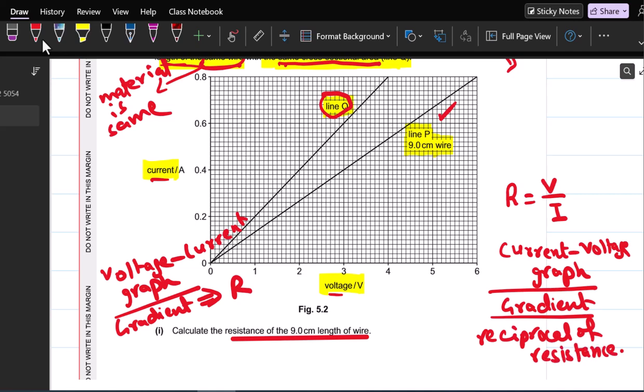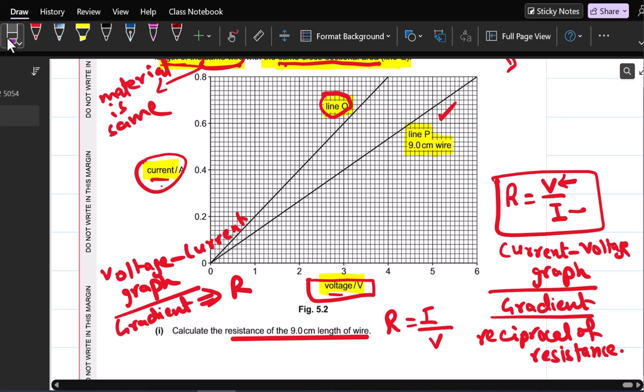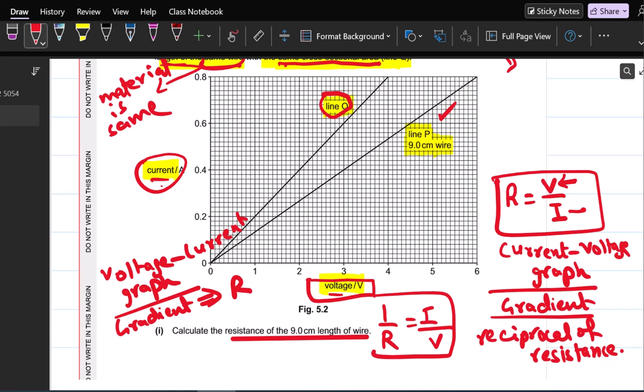So what I do, one thing is, if you are going to find the gradient, keep the voltage in the numerator and keep the current in the denominator. Then no need to take the reciprocal. If you are taking current in the numerator like this, I over V, then it is important to take the reciprocal because you are not going to get R, you will be getting 1 over R in this case.